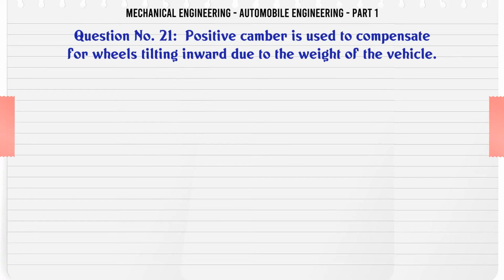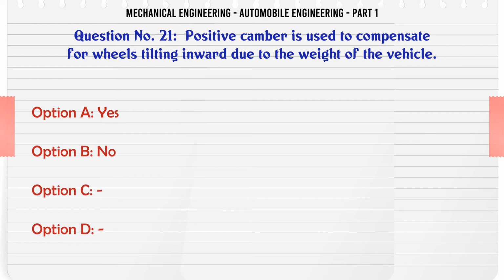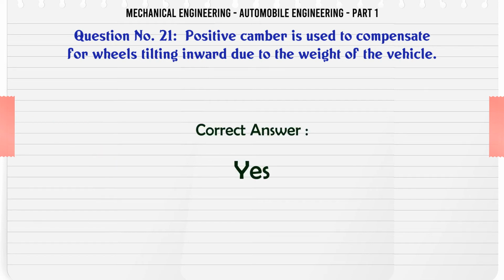Positive camber is used to compensate for wheels tilting inward due to the weight of the vehicle. A. yes, B. no, C. D. The correct answer is yes.